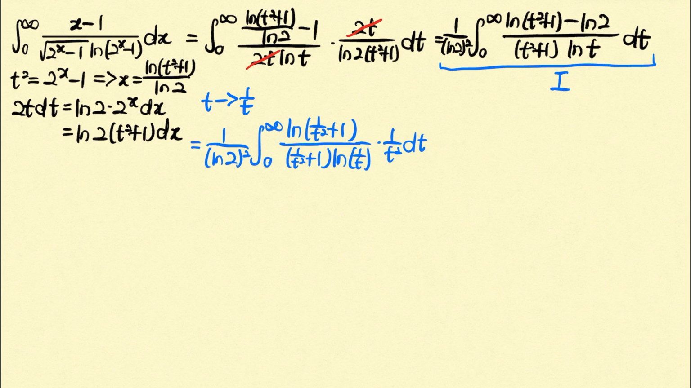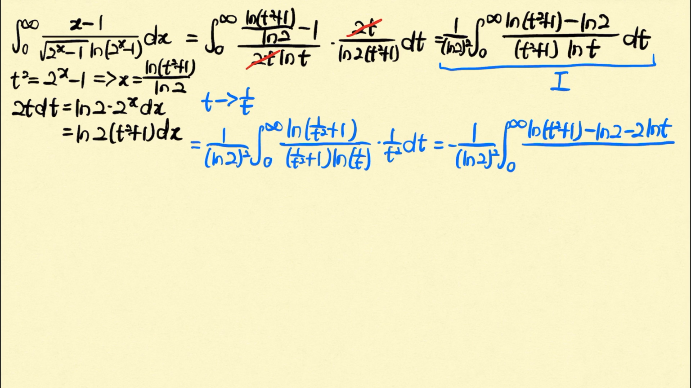Then we can simplify this, and we will get that this is negative 1 over natural log of 2, the whole thing squared, times the integral from 0 to infinity of natural log of (t squared plus 1) minus natural log of 2 minus 2 natural log of t, all over (t squared plus 1) natural log of t, dt. Now, this is also the same integral, which is the integral I.